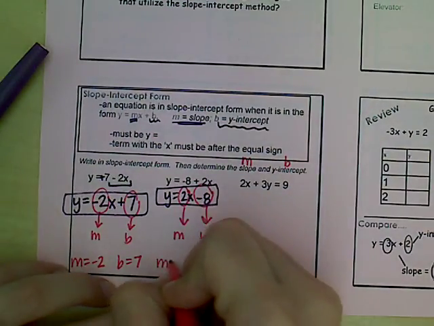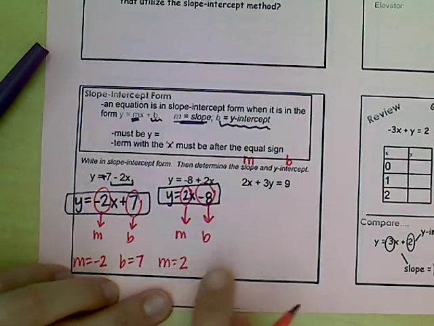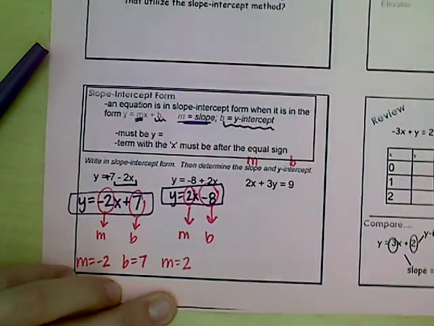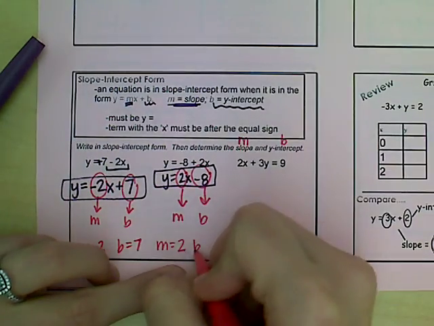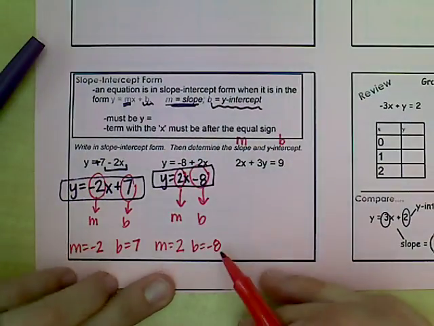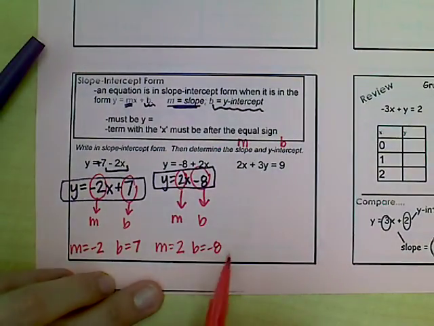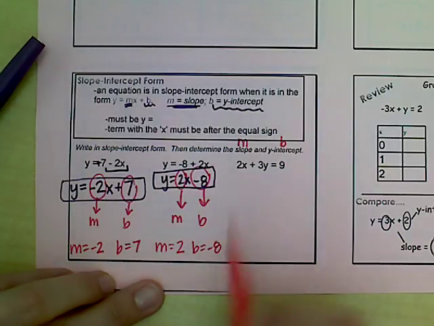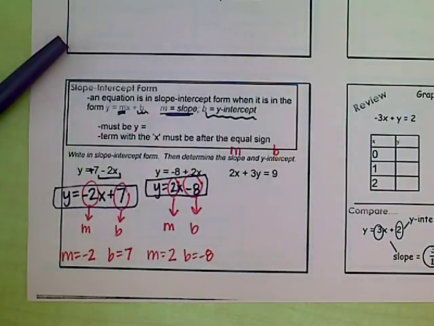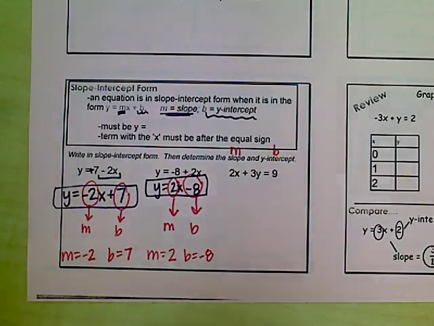Notice that when I write the slope, I don't write 2x, I just write 2. You don't want the x to be there. And my b this time is actually a negative number. So even though the formula is plus b, your b value can be a negative number if it's minus 8 or minus another number.